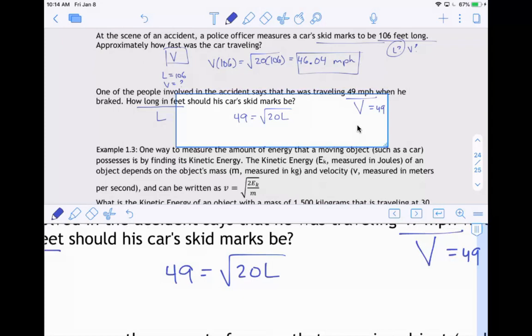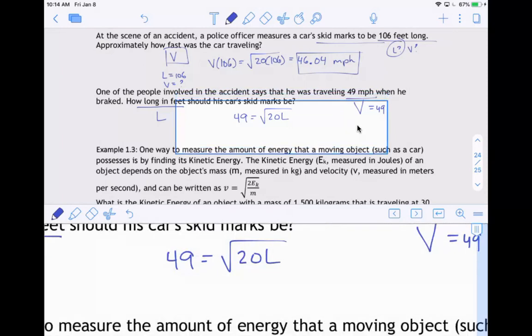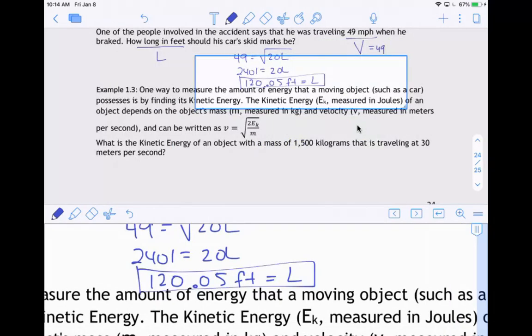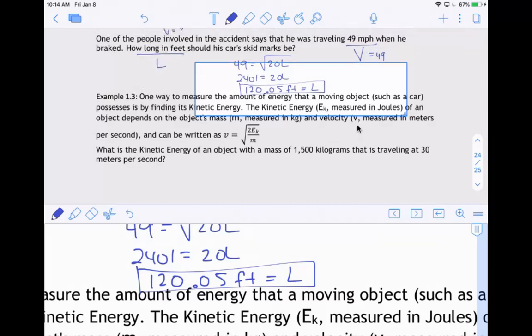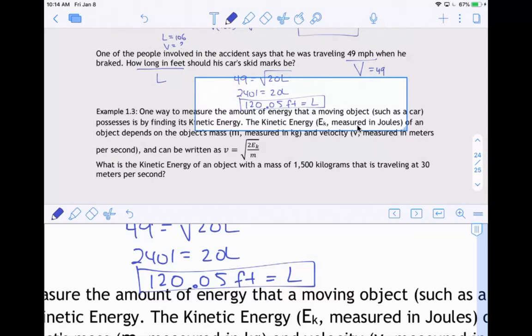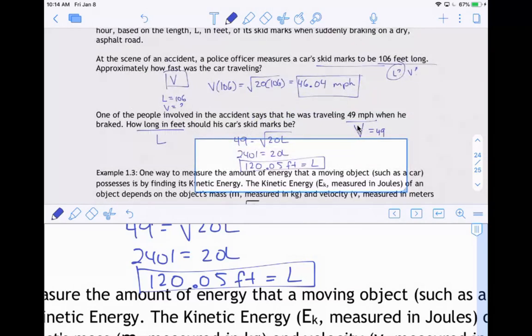Square both sides. We get 49 squared is 2401. Divide by 20. His skid mark would actually need to be 120.05 feet long in order for him to have been going way too fast. There we go. There's a little delay on my iPad. Sorry about that. So he was actually not going 49 miles an hour, but notice that's not a constant rate. 106, 3 more miles an hour, and he needed what? 14 more feet? That's a lot.